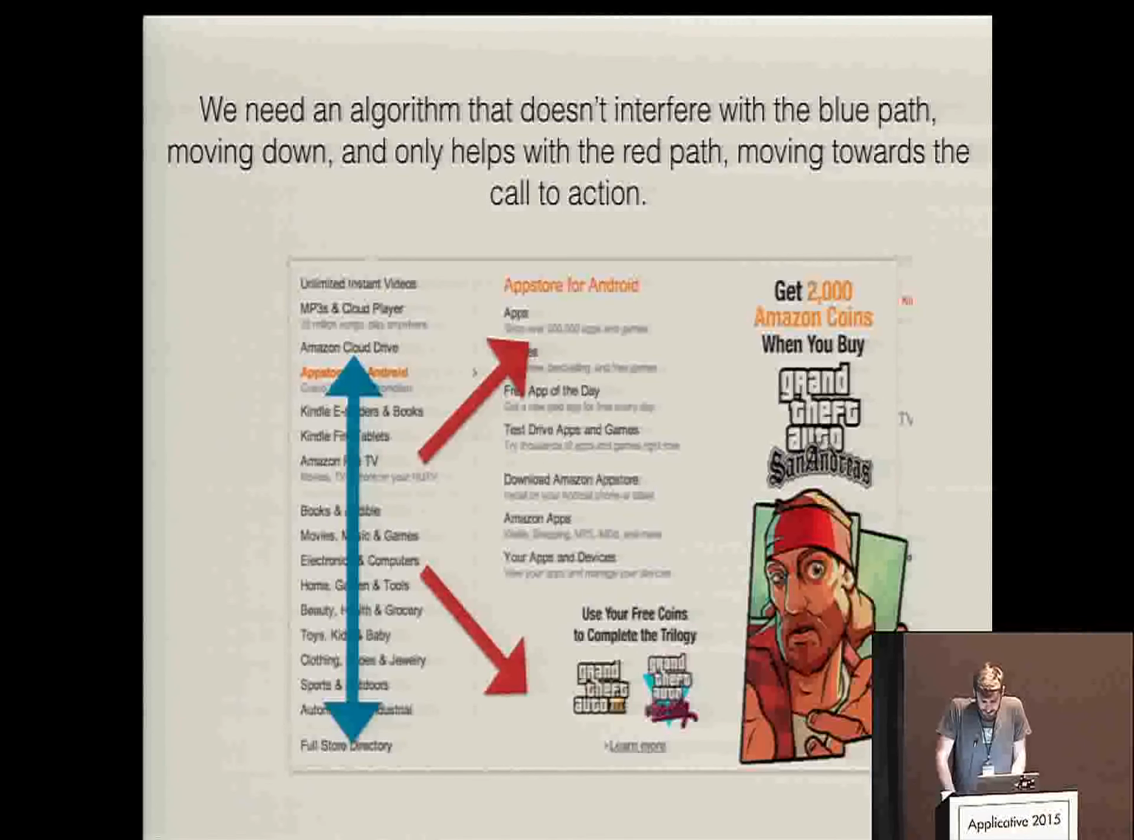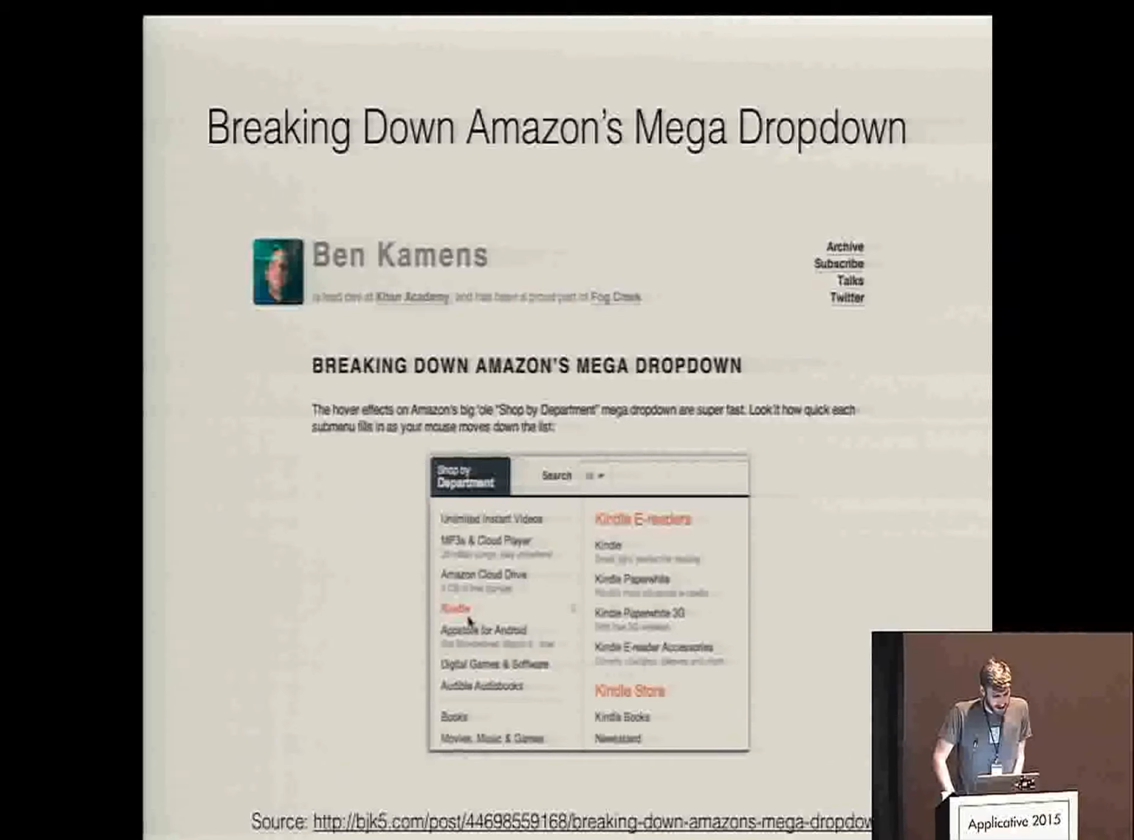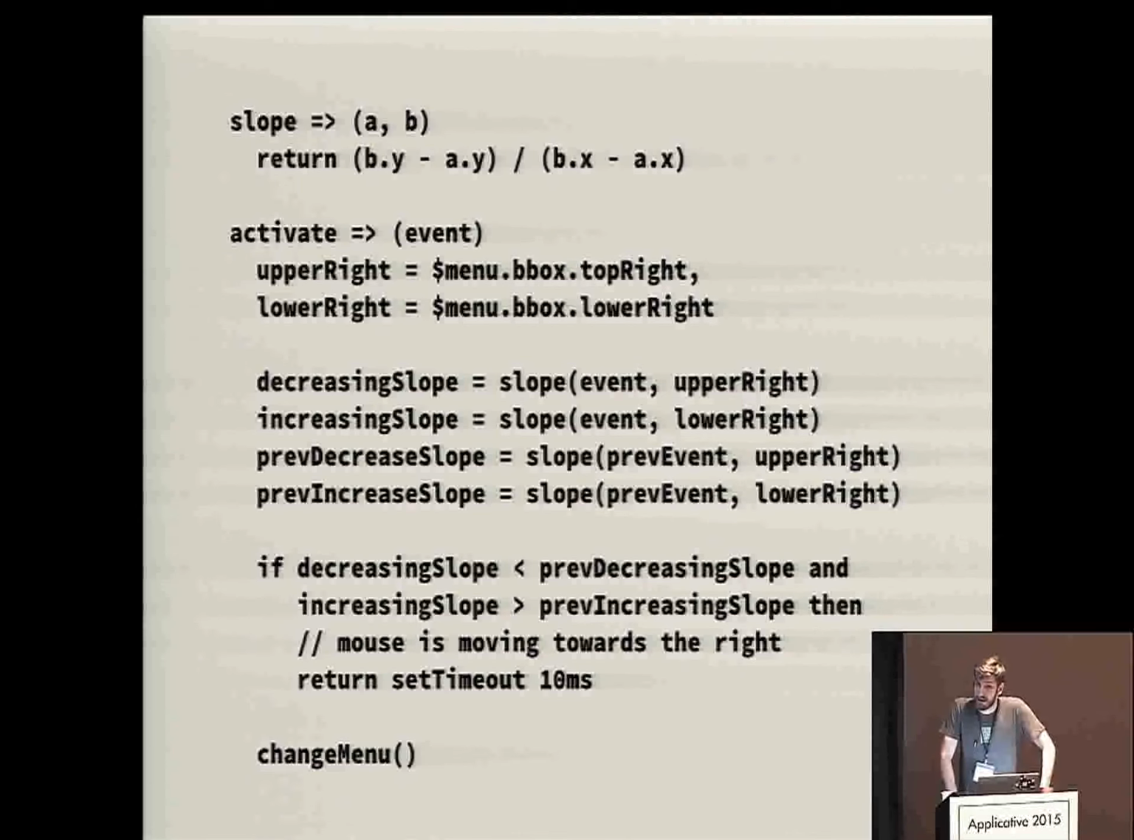Luckily, a couple of years ago, there was a blog post by a guy named Ben Kamens called "Breaking Down Amazon's Mega Dropdown." And what he did is he went into detail on how Amazon pulled this off, and then how he copied it for the Khan Academy where he works. And this is a basic interpretation of his algorithm. So we have the slope function that we all remember from grade school, rise over run. We have this event handler function where we calculate the upper right and the lower right bounds of the menu.